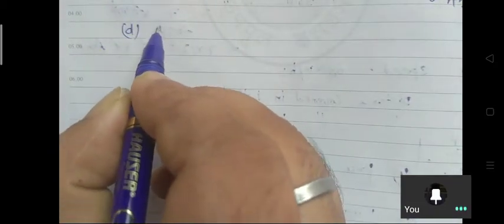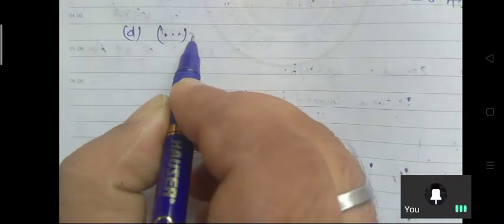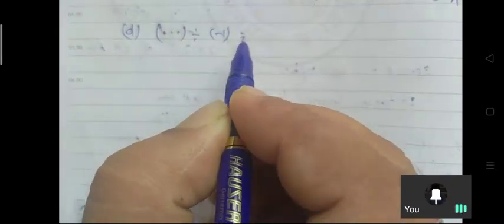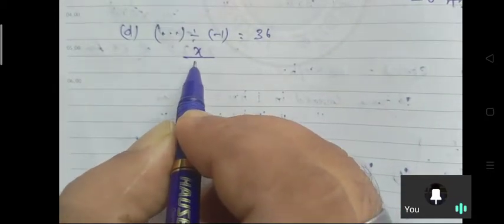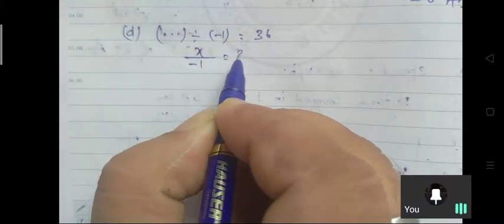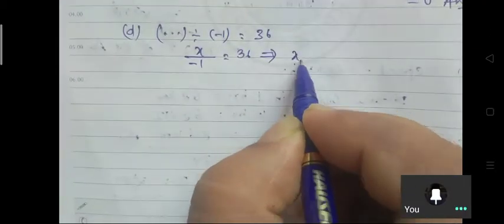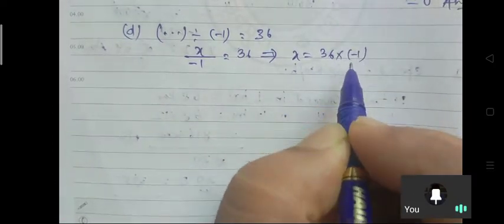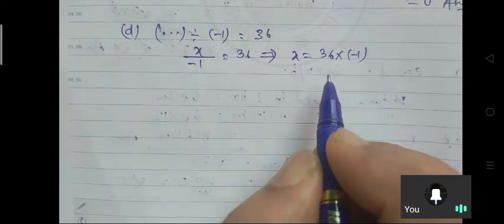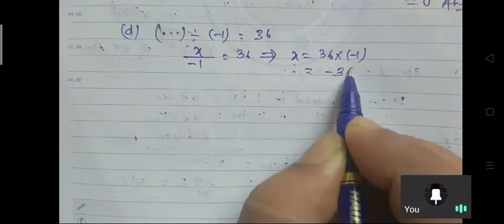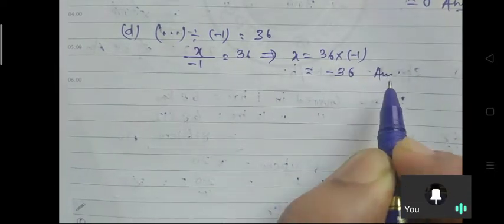Number D we will solve of this question number 2. Students, question number D is again with the blank space first, which is divided by minus 1 equal to 36. That means in place of blank space we will assume x, so x divided by minus 1 equal to 36. This implies x equal to 36 into minus 1. Don't forget, you must keep the negative integer under the bracket. So 36 into minus 1 will give you minus 36. Okay, so this is your solution.